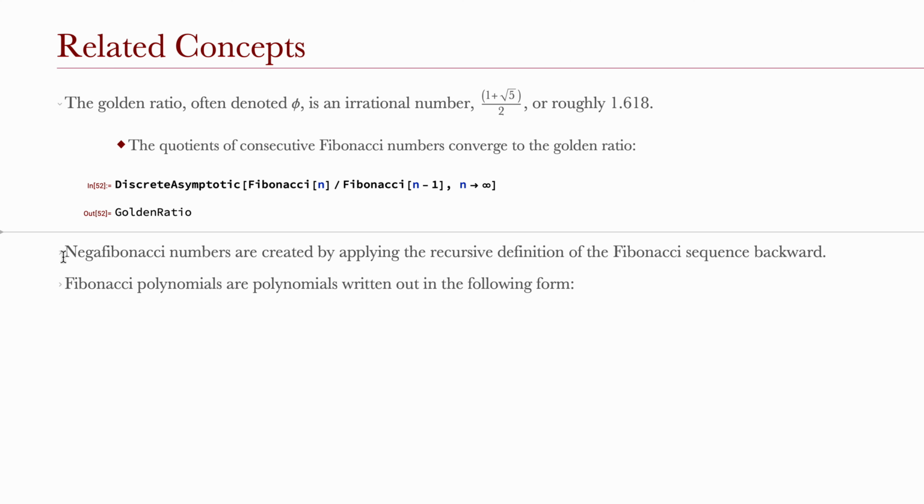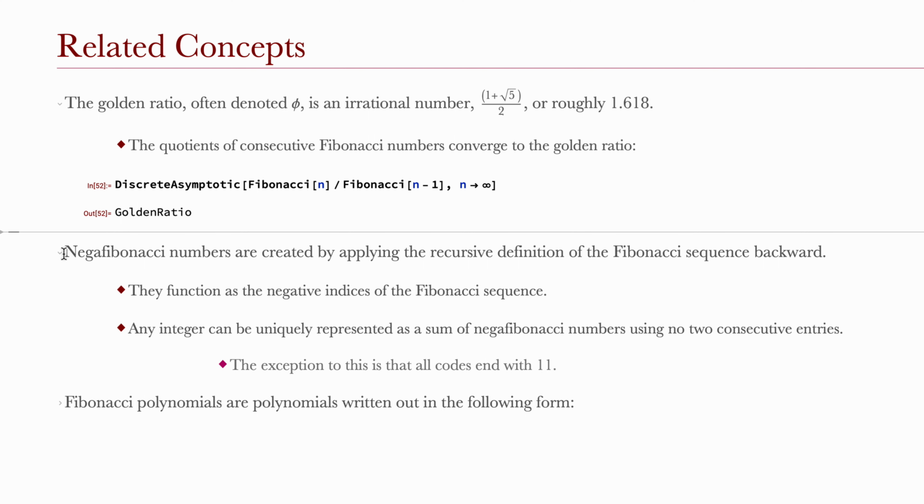Along with that, we have Negafibonacci numbers, which are created by applying the recursive definition of the Fibonacci sequence backwards. You see, they kind of function as like the negative indices of the Fibonacci sequence. Something that's cool about them is that any integer can be uniquely represented as a sum of Negafibonacci numbers using no two consecutive entries. The exception to this is that all codes written in this manner end with 11.